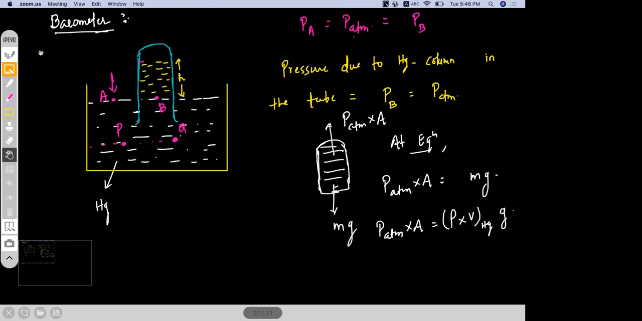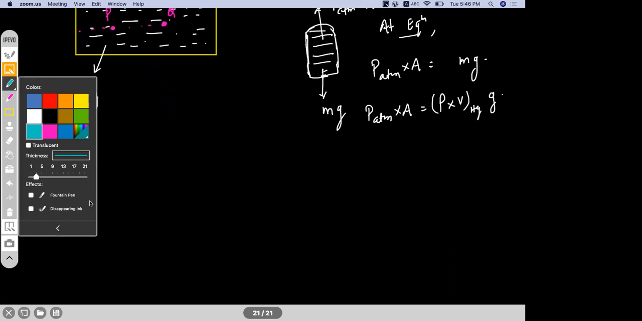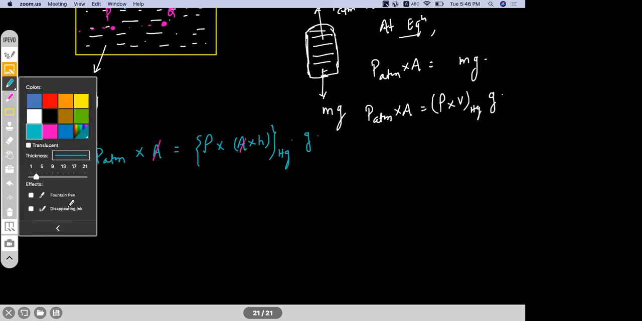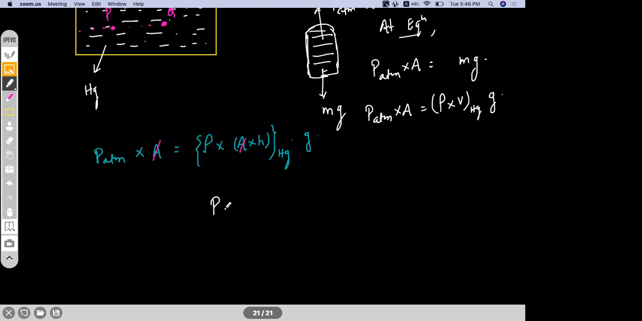Further, what we can write is that atmospheric pressure P atm into the area of cross section equals rho, the density, into volume, which would be what? Again, area into the height of the liquid column, for the liquid which is Hg here, into the gravitational acceleration. And then this A and A will get cancelled. The atmospheric pressure equals rho g h, where h is the height of the liquid column and rho is the density of mercury. Anybody has any doubt in this?